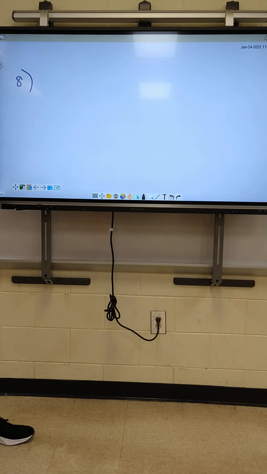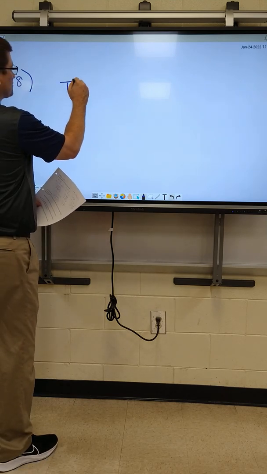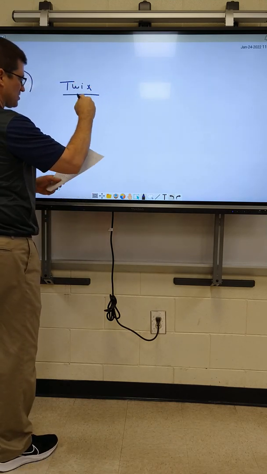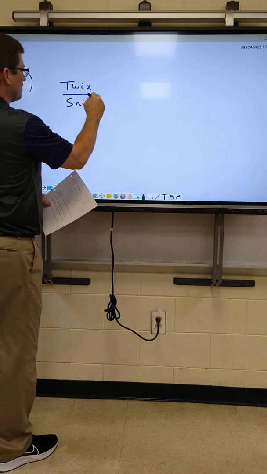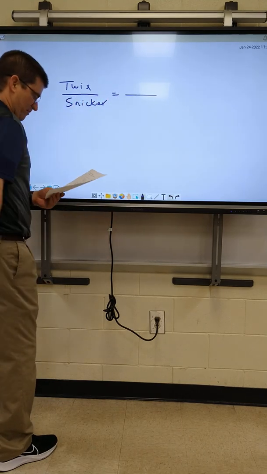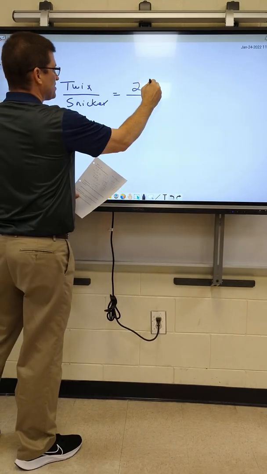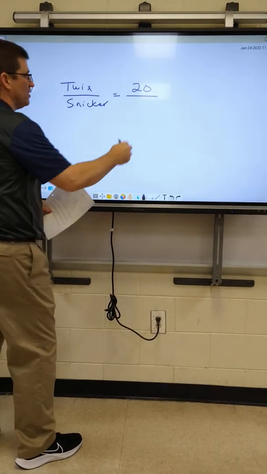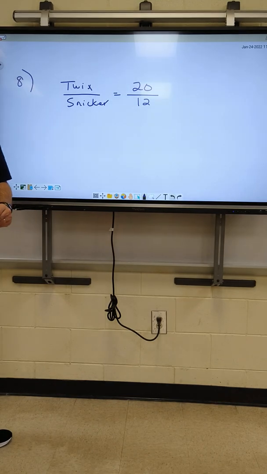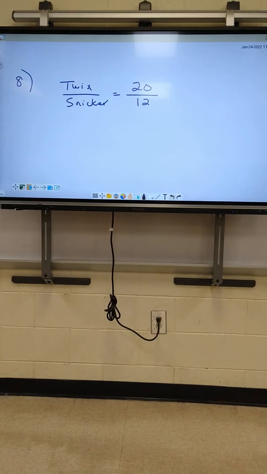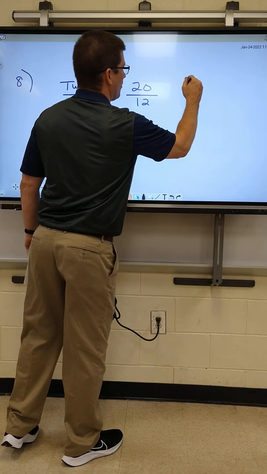What's the question asking on number 8? It says, what is the ratio of Twix over Snicker bars? All right, so how many Twix does John have? 20. How many Snicker bars does John have? 12. You guys have to put this in your calculator by using the fraction button. Put 20 over 12 and hit equals, and it's going to reduce it for you. All right, so our ratio is 5 over 3.